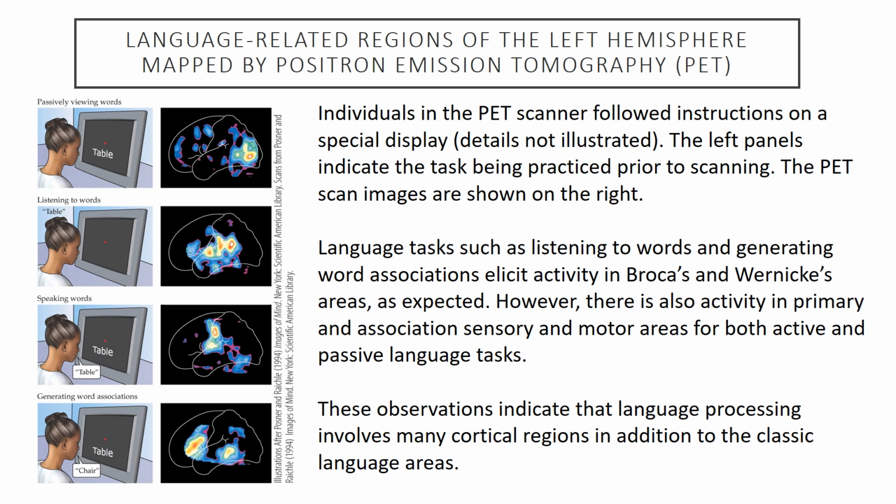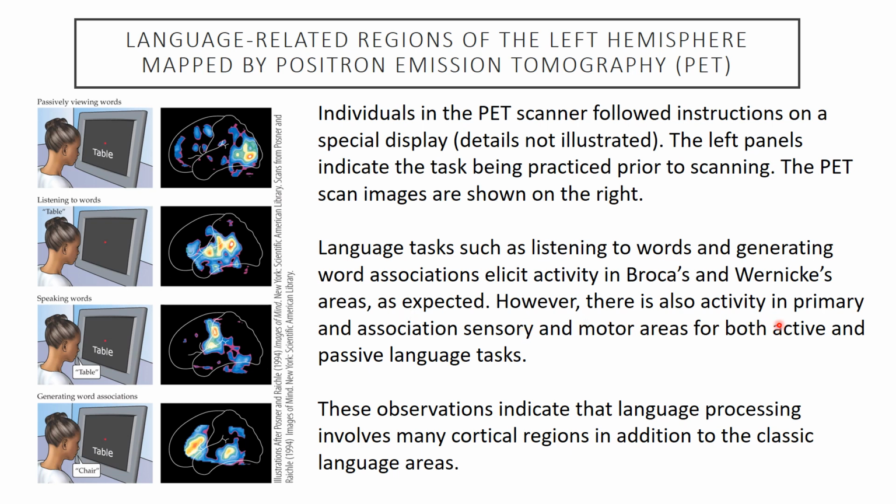Scientists have done a ton of experiments to understand how parts of the brain are involved with language and how they function depending upon doing different kinds of language tasks. So individuals in a PET scanner are instructed to follow a special display. The left panel here indicates the task that's being presented to the person prior to scanning, and then the PET scan is shown at the right. So with these language tasks, for instance, listening to words or generating word associations elicits activity in Broca's and Wernicke's areas, as expected.